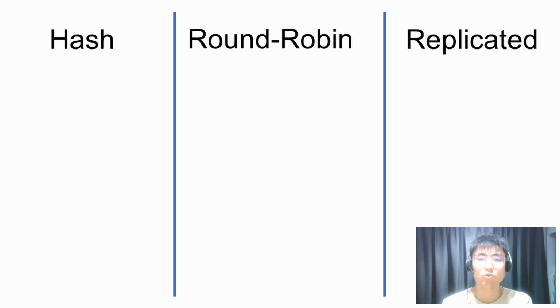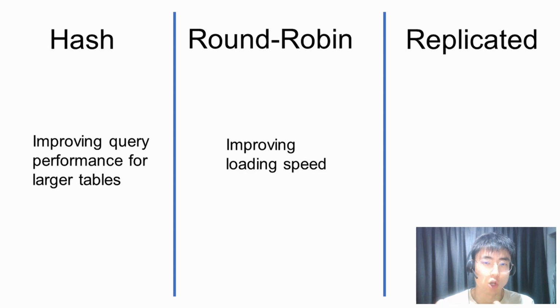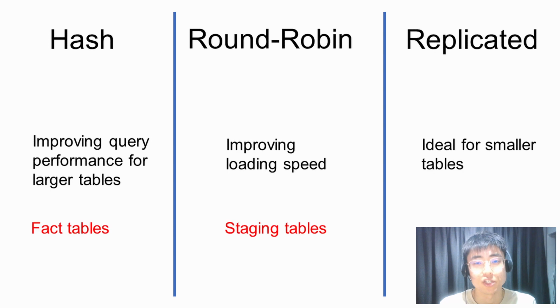Hash and round robin are quite similar, so we'll go through them first. For hash distribution, the way it distributes the table improves the query performance for larger tables. So it's mainly used for large fact tables. Looking at round robin distribution, the way it distributes improves the loading speed. So this distribution is usually used for staging tables.